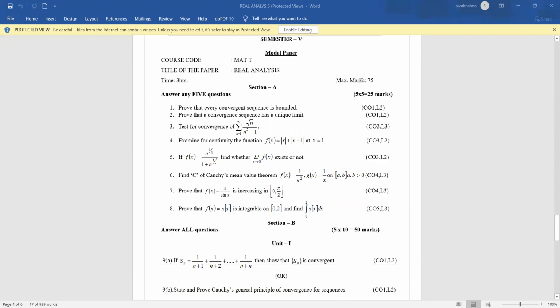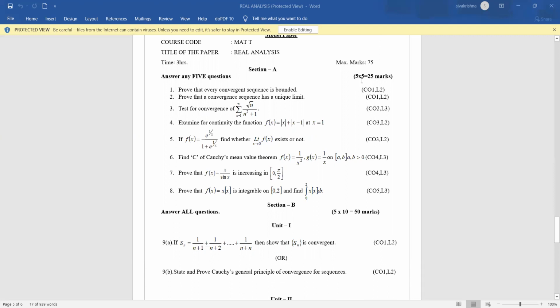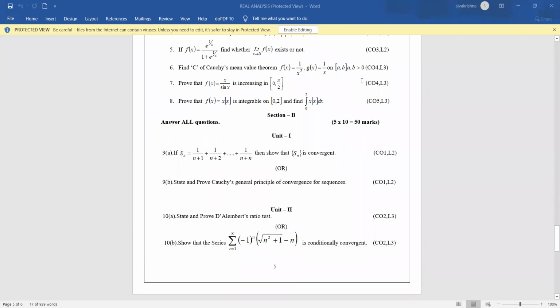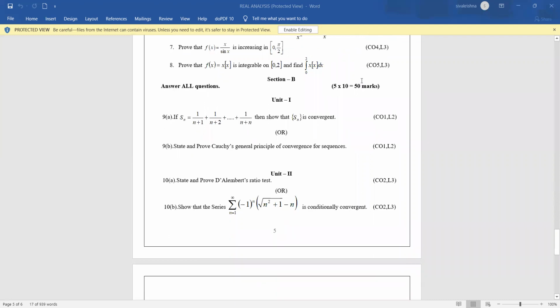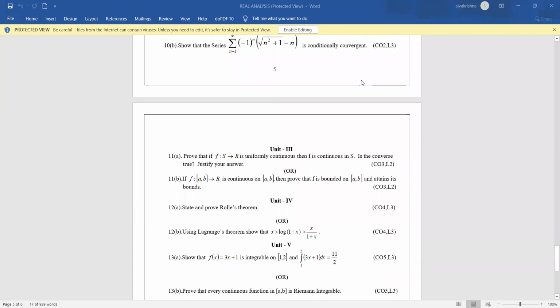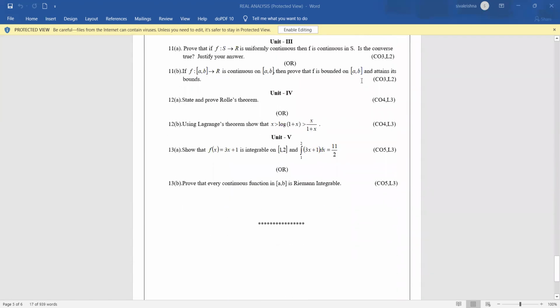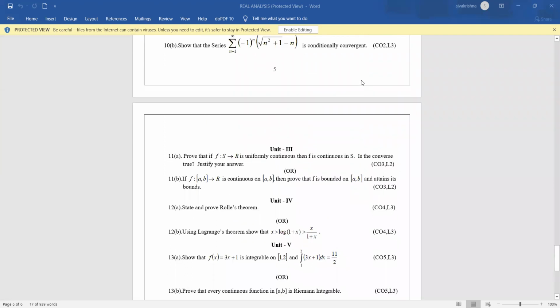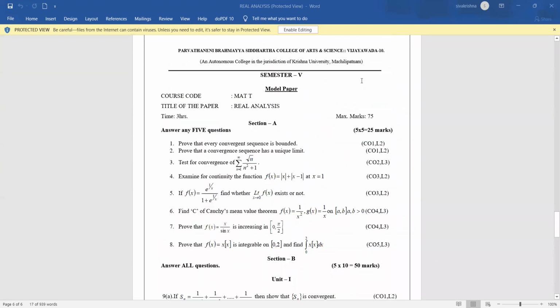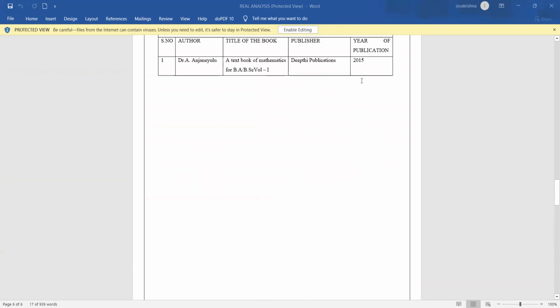Coming to our model paper, as in the 4th semester, in the 5th semester also we have 2 sections and 75 marks. We are going to write our semester exam for 75 marks with 2 sections. The first section is short answers. 8 questions are given and you have to write any 5, so 5 into 5 is 25. In section B we have internal choice: 5 questions will be given from the 5 units, each with internal choice. This is our syllabus copy along with the model paper.